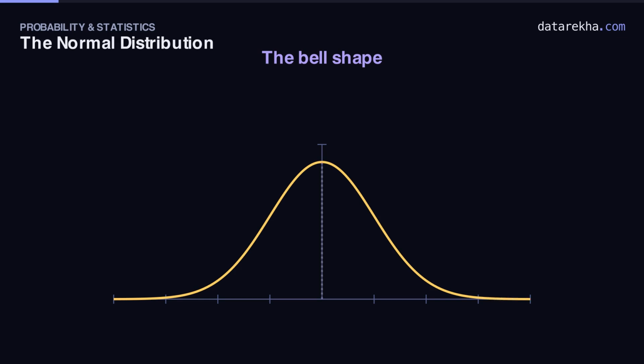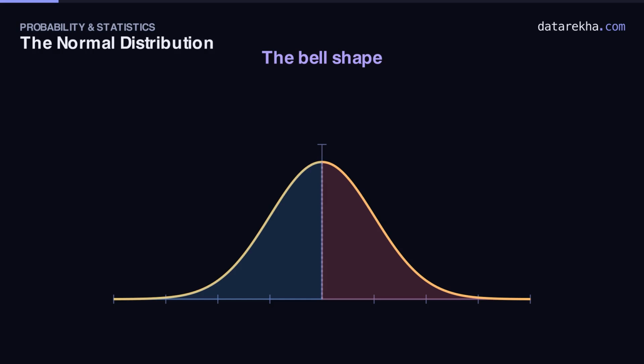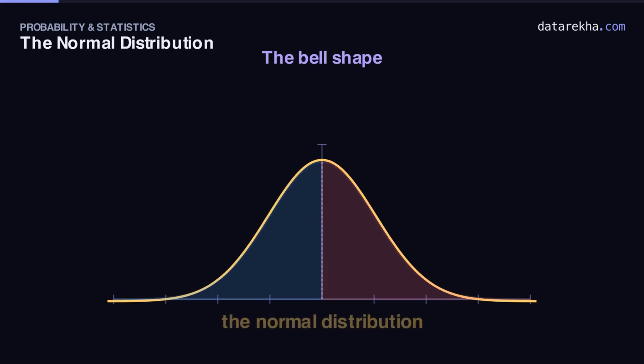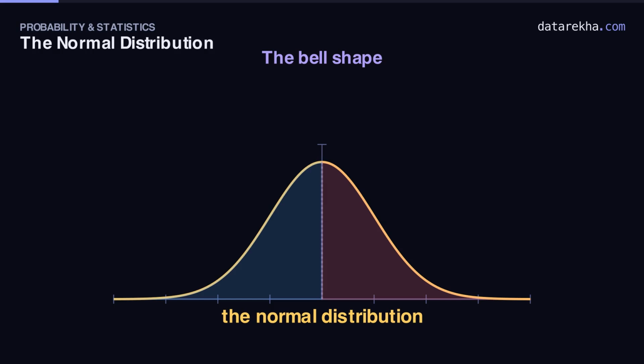Most values crowd near the middle. As you move away from the center, values grow rarer, smoothly and symmetrically on both sides. The graph looks like a bell. This is the normal distribution, the most important curve in all of statistics. By the end, you'll read any probability of it with confidence.